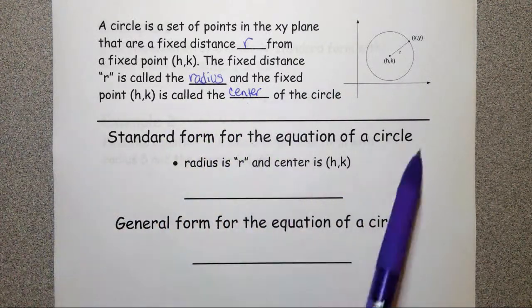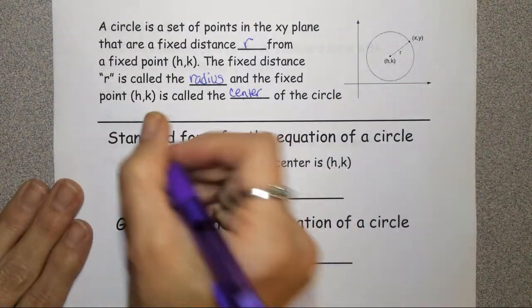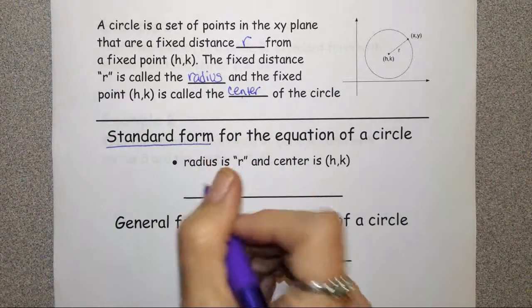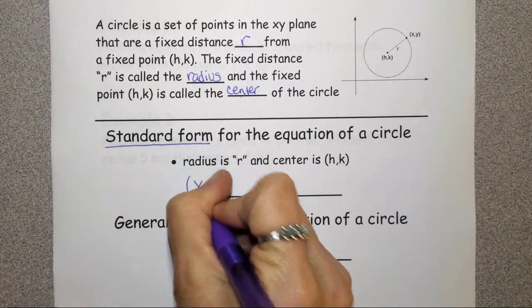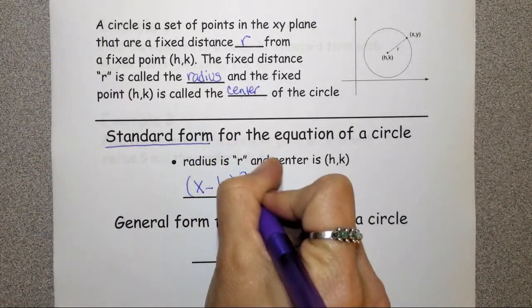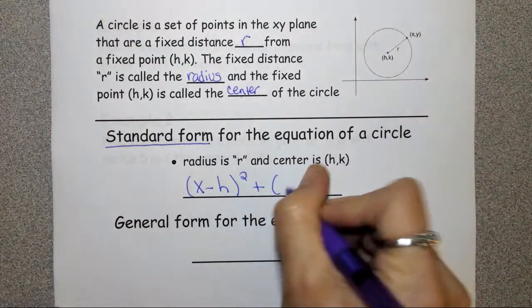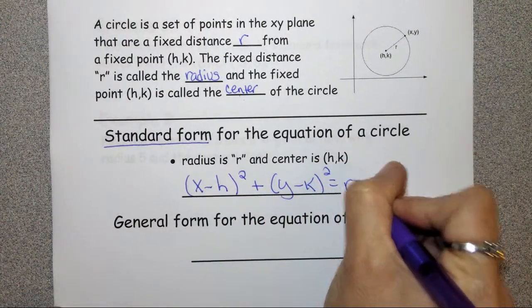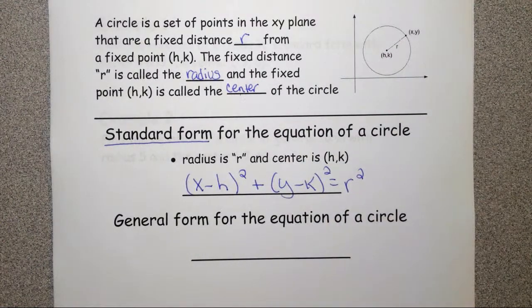When you write an equation of a circle in standard form, they are looking for this equation: (x minus h) squared plus (y minus k) squared equals r squared. And again, you have seen this formula multiple times.